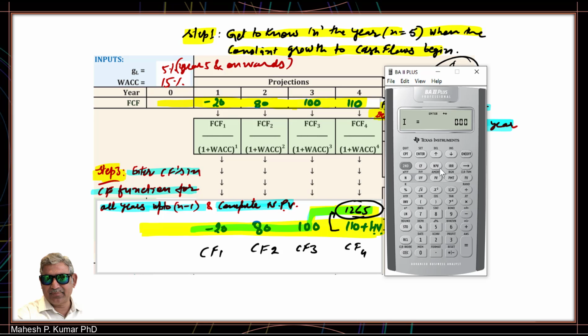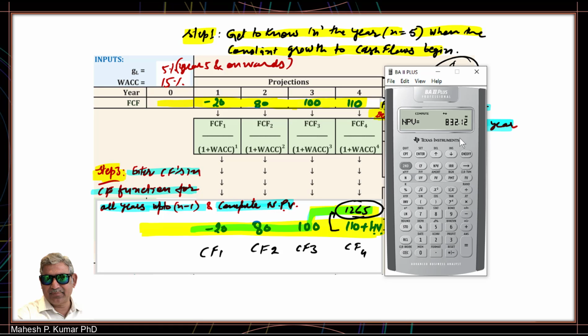NPV button, and it is asking for I, which is nothing else but WACC, the weighted average cost of capital, and it is 15% in this scenario. 15, enter, down arrow. It is asking for NPV. Actually we are trying to calculate NPV, so we will hit the compute button, and the net present value of this firm comes out to be $832.12 million.